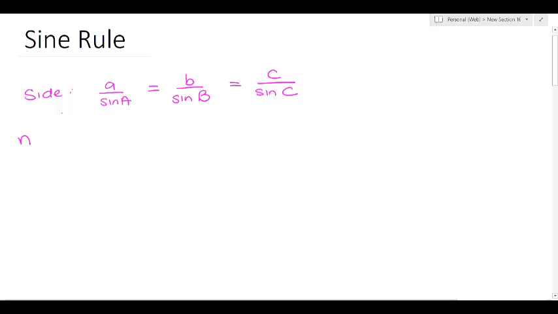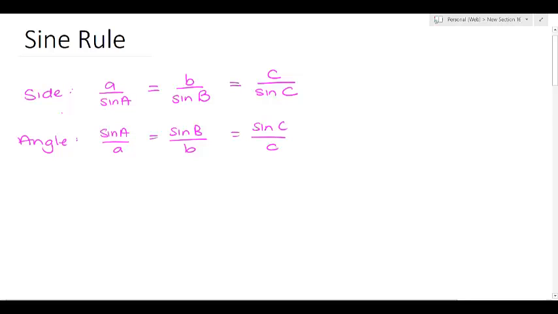If we're solving for unknown angles, we invert those fractions. So instead of a over sine A, it's going to be sine A over lowercase a, sine B over lowercase b, and sine C over lowercase c.